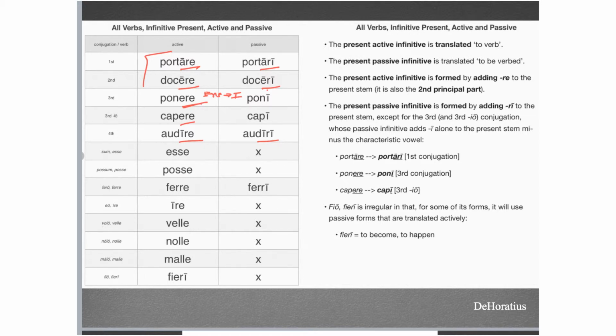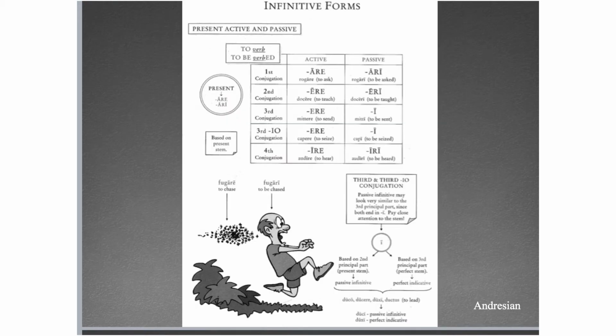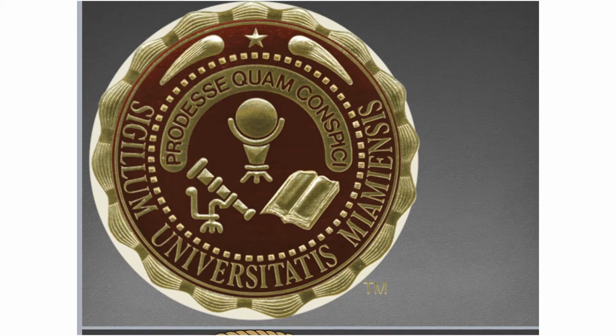The first, second, and fourth conjugation passive infinitives are relatively easy to recognize, as I said, because of that R and the characteristic vowel. It's the third and third -io with just the -i ending that can be tricky to recognize. All right, and here's another page from that other textbook. It does a nice job of organizing things. It just gives you the same information in a slightly different form, if that's easier for you to work through.